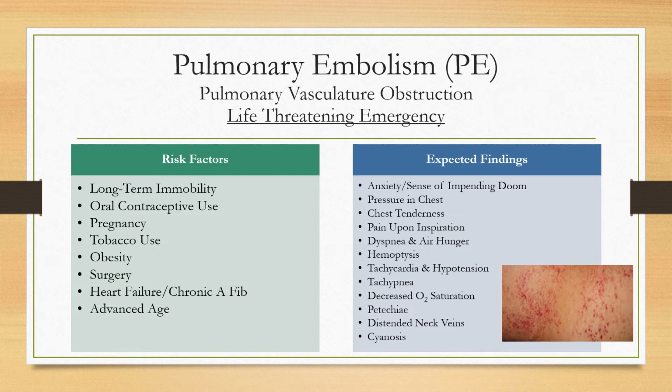Advanced age, purely because of potential immobility, damage to the veins over the years. Cancer is a risk factor that you shouldn't forget for PEs and DVTs. So anyone with a history of cancer has a higher risk of developing a DVT or a PE.